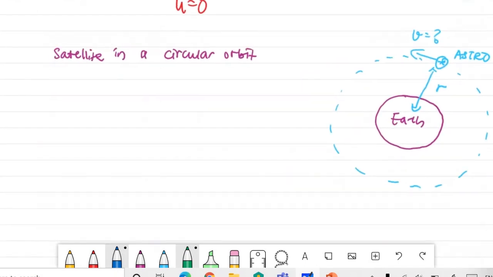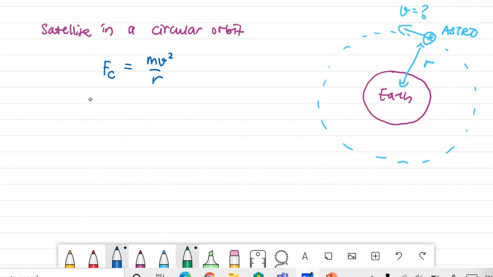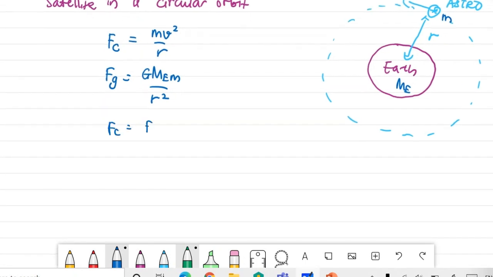When an object is circulating about Earth, there is a centripetal force which is always directed towards the center of the circle. The magnitude of this centripetal force is mv squared over r. It is the same as the gravitational force, G Me m over r squared, where Me is the mass of the Earth and small m is the mass of the satellite. So Fc is the same as Fg. Fc is mv squared over r, and Fg is G Me m over r squared.